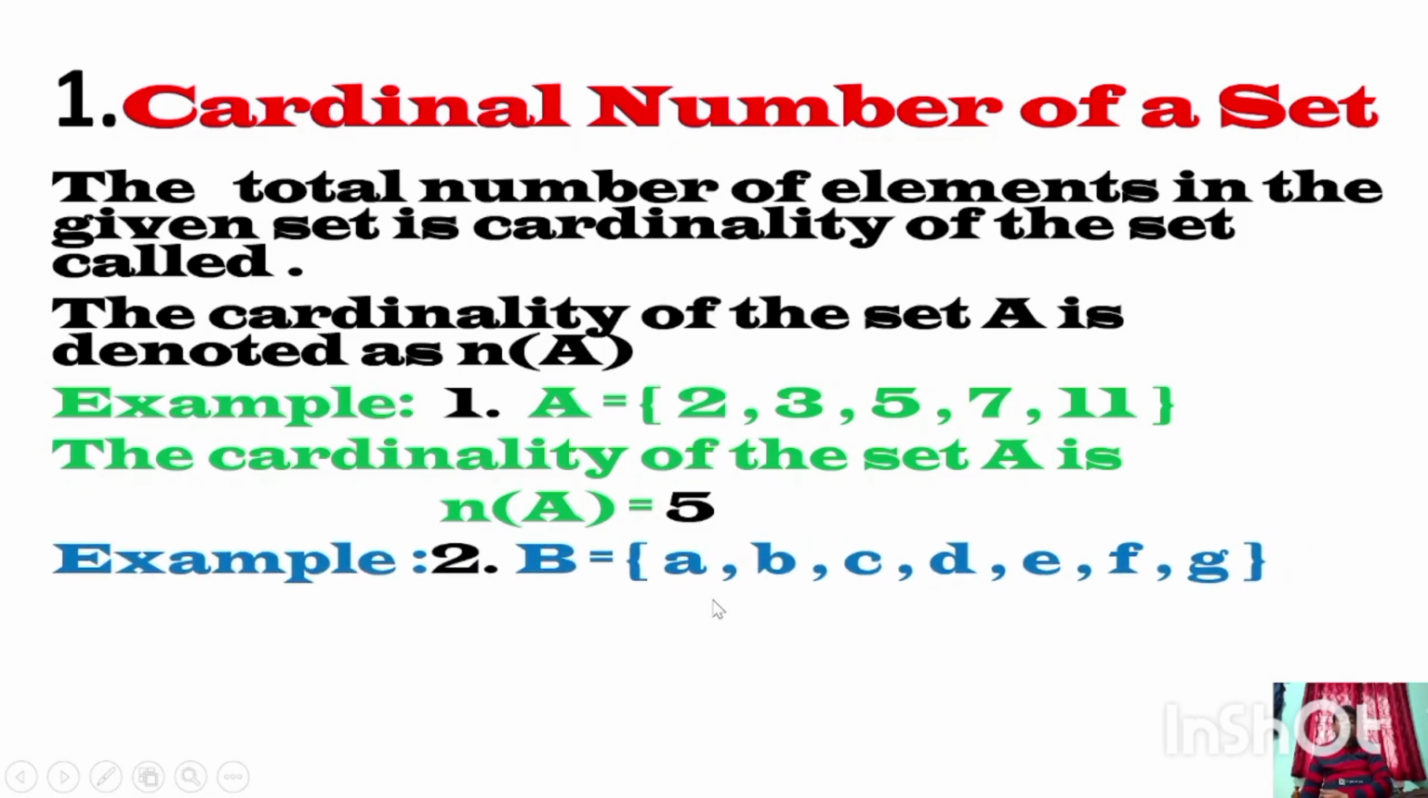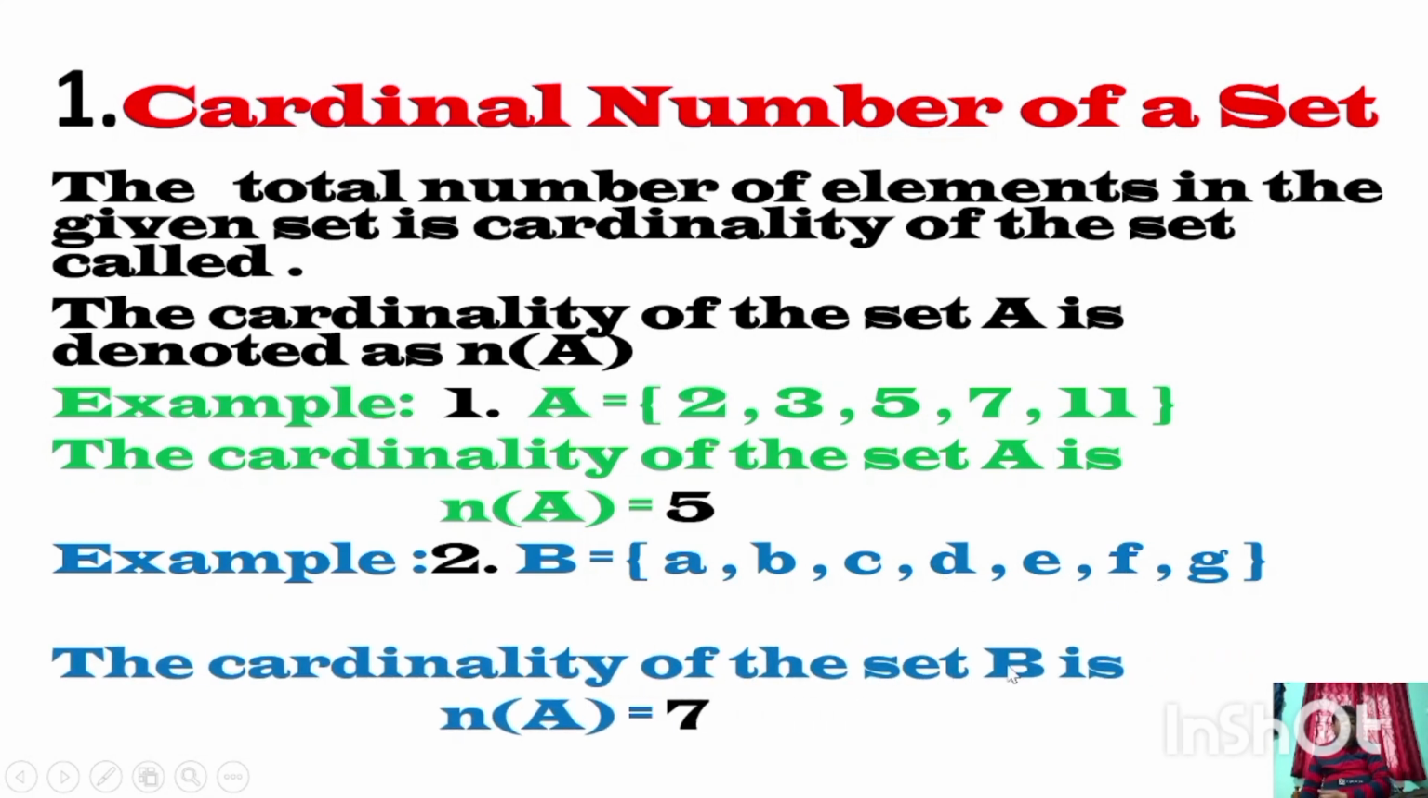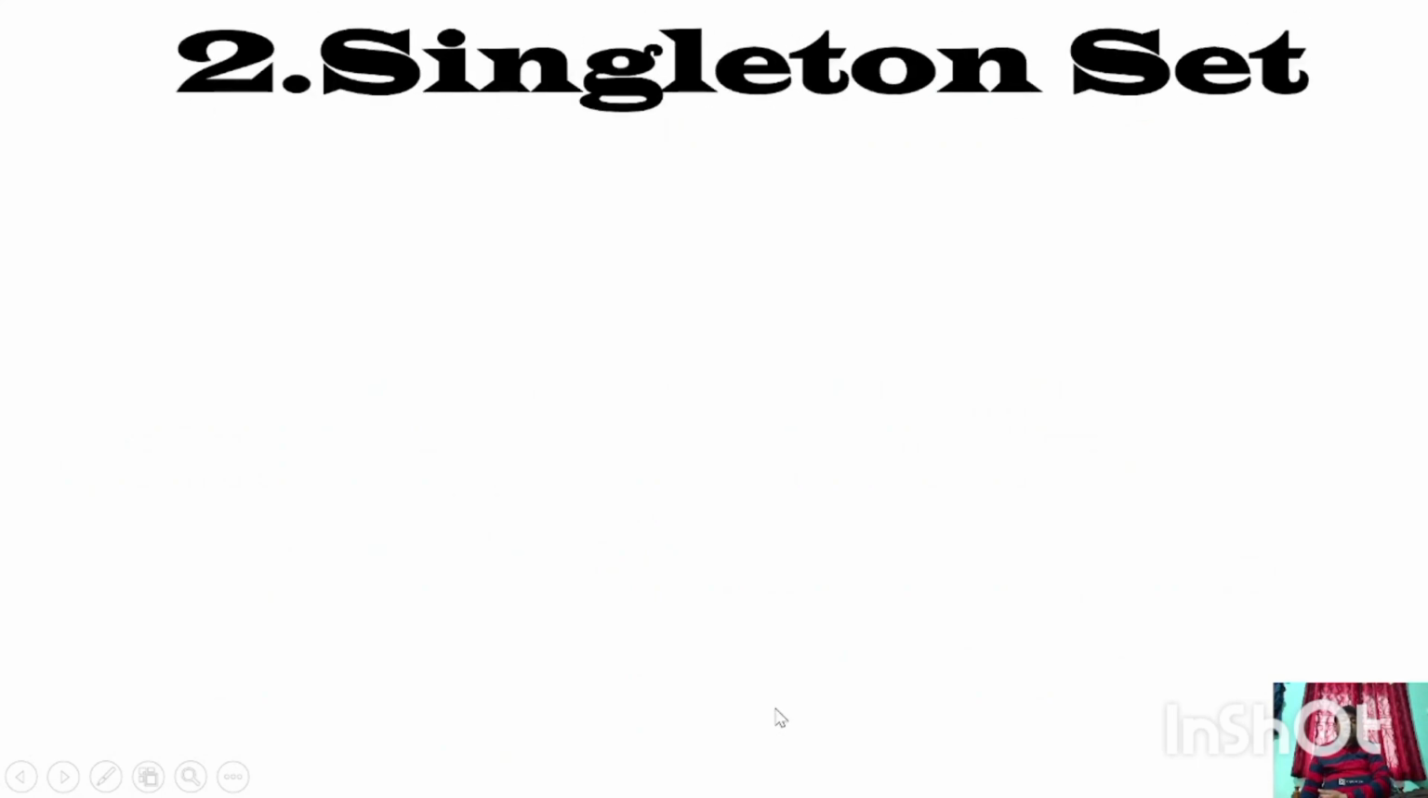Another example, suppose the set B contains a, b, c, d, e, f, g. So how many elements are there? Yes, 1, 2, 3, 4, 5, 6, 7. Very simple. So the cardinality of the set B, n of B, is 7. Right? Second point, the singleton set.